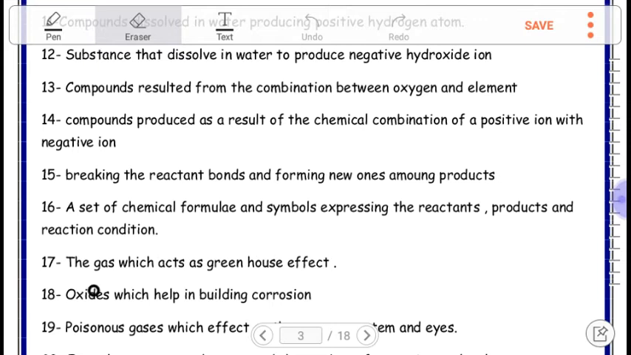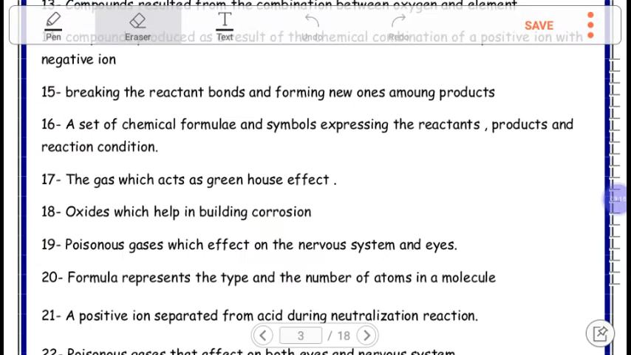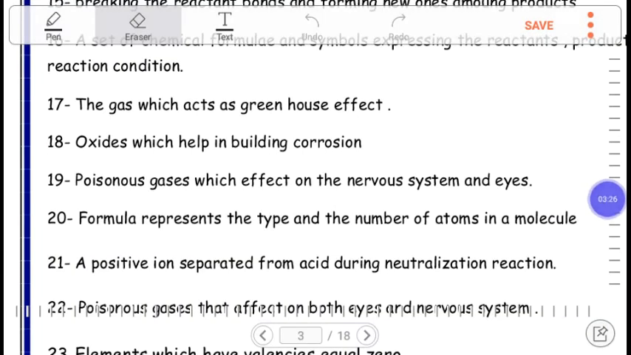17, the gas which acts as a greenhouse gas. So we have carbon dioxide gas. 18, oxides which help in the corrosion or erosion of buildings. So the answer for 18 will be sulfur oxide. 19, poisonous gases which affect the nervous system. Yes, we have nitrogen oxide. So the answer for 19 is nitrogen oxide.